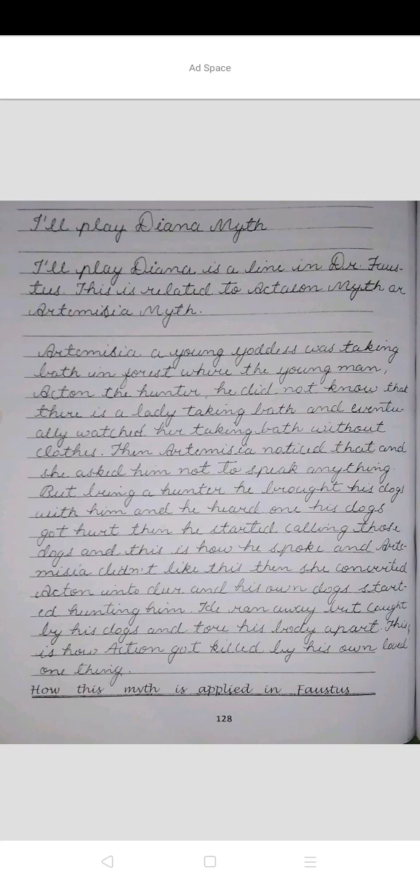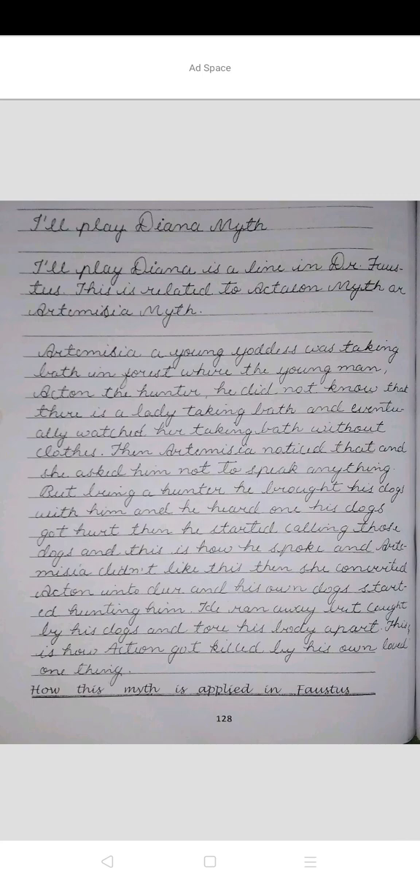Then he started calling those dogs, and this is how he spoke. And Artemisia didn't like this. Then she converted Actaeon into dirt, and his own dogs started hunting him. He ran away but was caught by his dogs, who tore his body apart. This is how Actaeon got killed by his own loved ones.